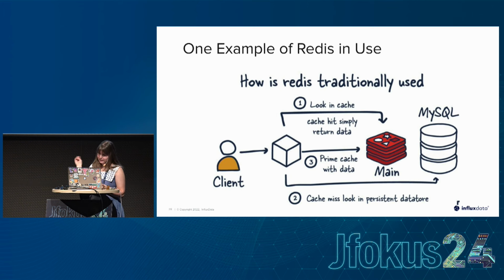So this is how Redis is traditionally used. As I said before, it's looking in the cache. So it's saying, hey, how many Taylor Swift tickets do we got? And the cache is saying, not many. We've got about 5 left.